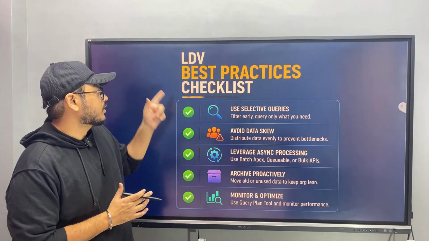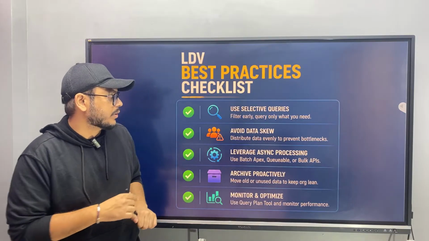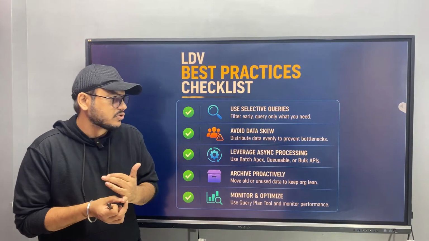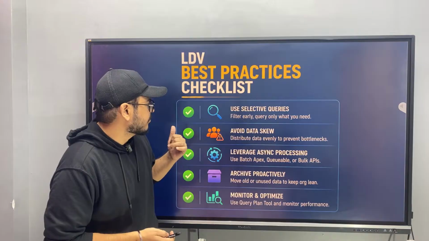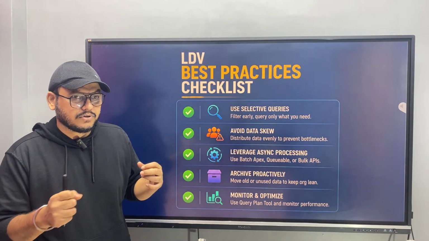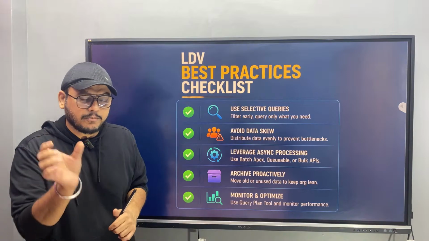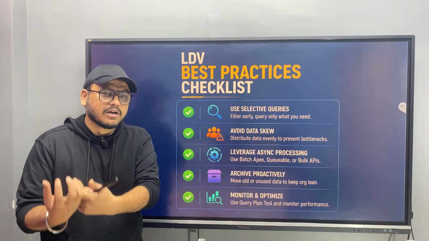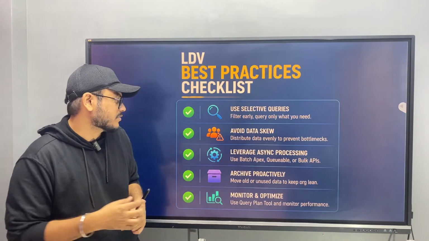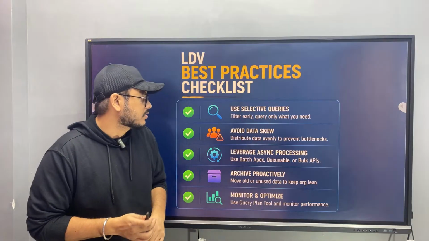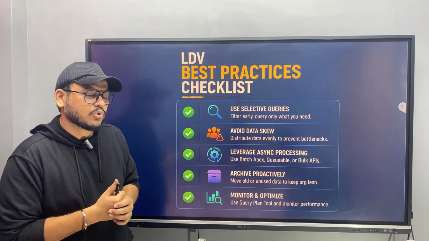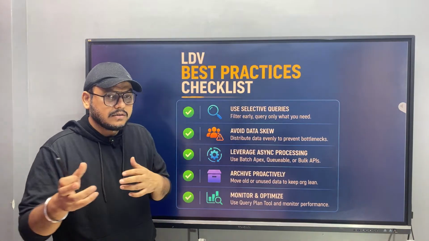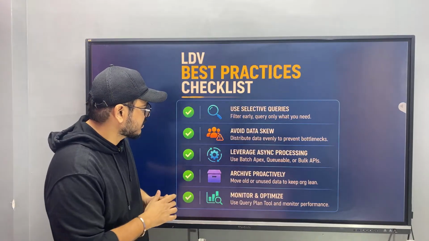I'll conclude with this particular slide. A few quick takeaways from today's discussion. Use selective queries. Do not try to query everything. Just query what you need and be very specific. That helps the SOQL engine execute the queries better. Avoid data skew, including ownership skew or lookup skew. Avoid those things.